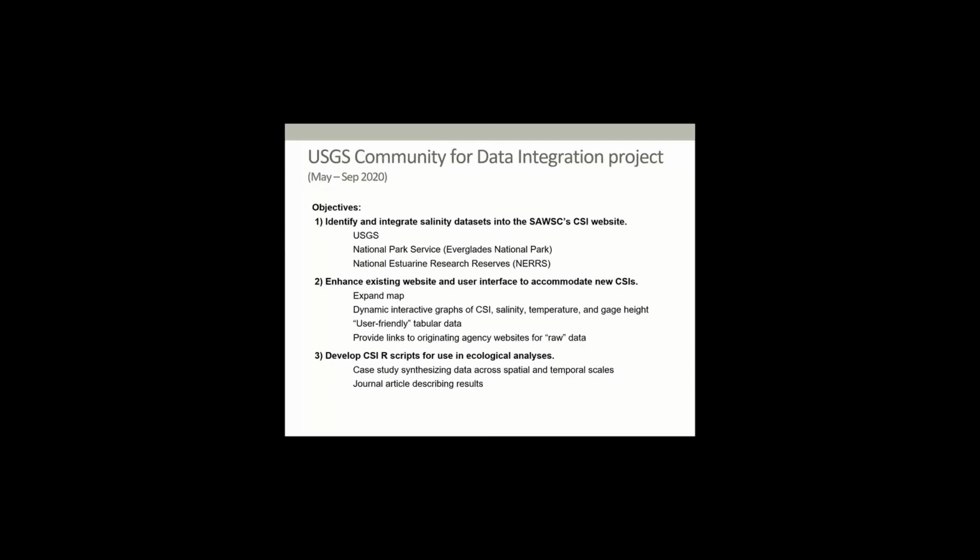Our second objective was to enhance the website and user interface to accommodate these new CSIs. In doing so, we're going to expand the map from Maine to Texas and Puerto Rico. We're also going to include dynamic interactive graphs of the Coastal Salinity Index, salinity, temperature, and gauge height, user-friendly tabular data, and we're going to provide links to the originating agency websites for the raw data.